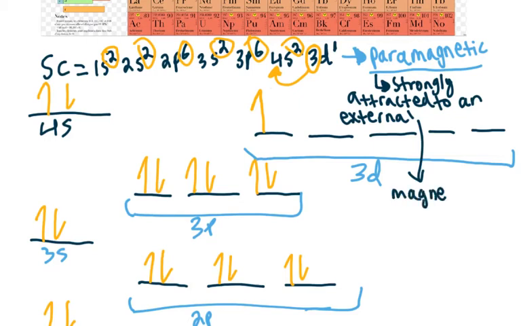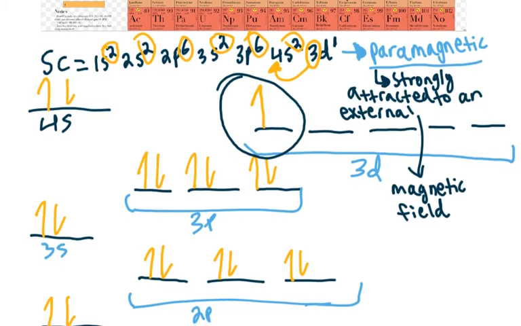Remember, this is unlike our diamagnetic elements that we talked about in our previous video. In diamagnetism, our elements are not very attracted to an external magnetic field. So that's what's different. We have an unpaired electron when we talk about paramagnetism, rather than diamagnetism, where we don't have any unpaired electrons.